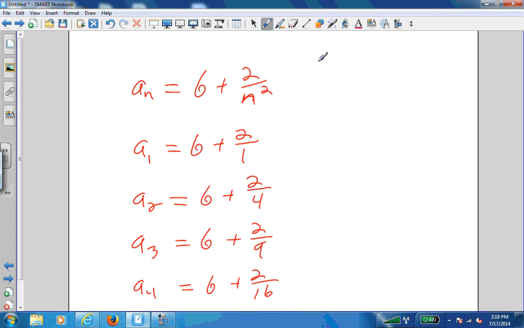So if we take the limit of that as n goes to infinity, then notice the first part is staying the same, but as n goes to infinity, the denominator on the second one is getting bigger and bigger and bigger. So that term is going to 0. So that limit is 6 plus 0, or 6. So just take the limit in the old-fashioned way.